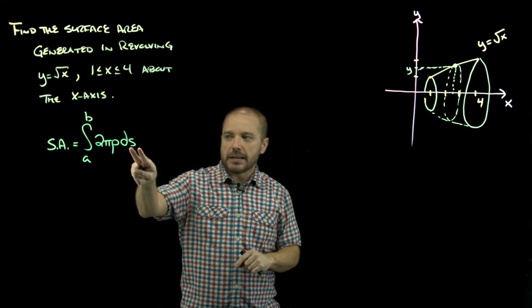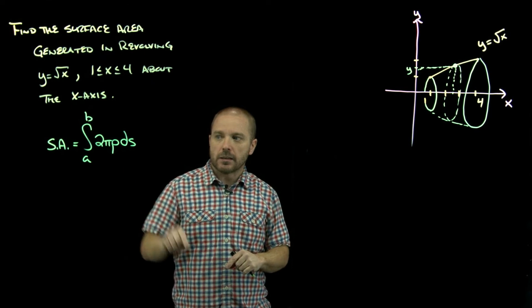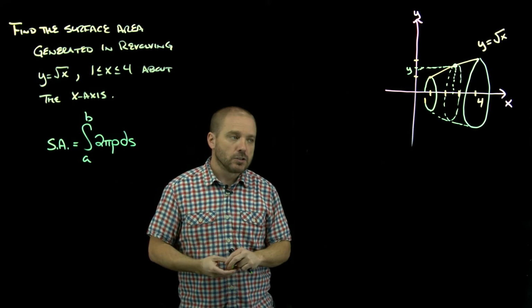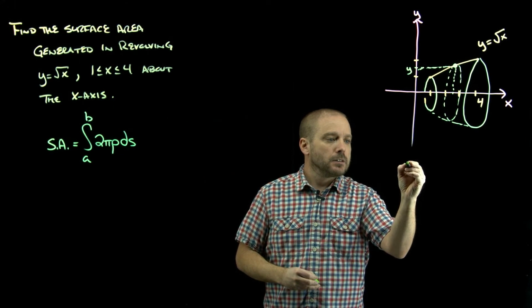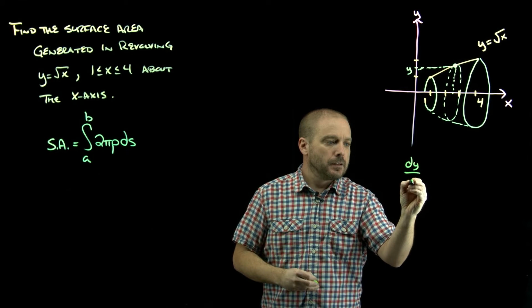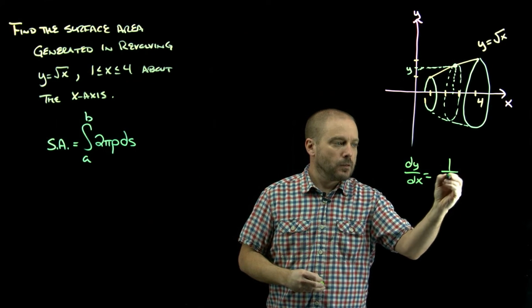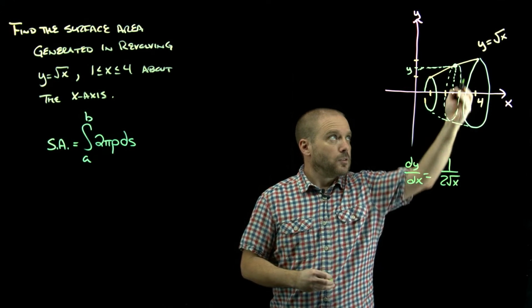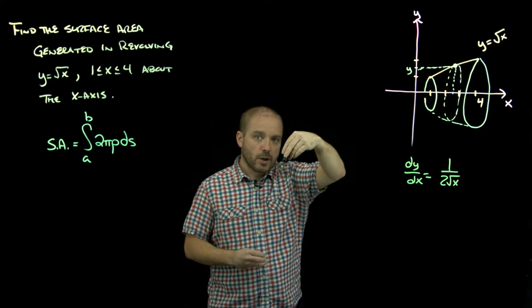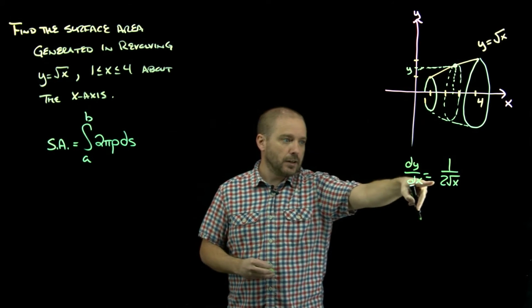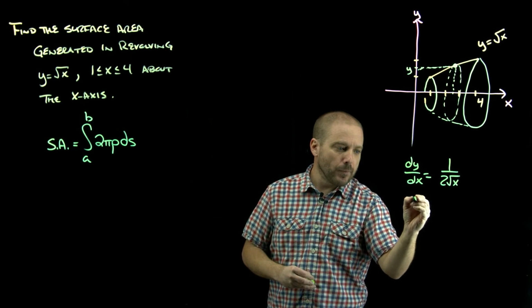And then remember, ds required us to take the derivative of our function squared. So let's compute that first. So dy dx. Just doing power rule, right? X to the half comes down, 1/2 x to the negative half. And then square that.